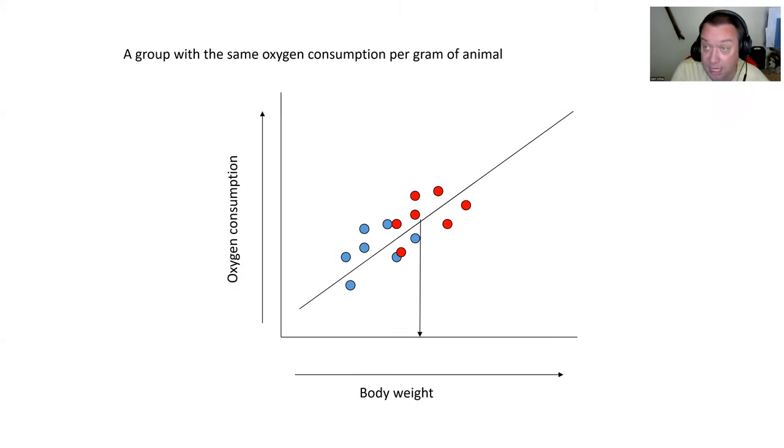Conversely, we have another set of animals. The red ones here have higher energy expenditure or oxygen consumption than the blue ones. But we can see if we were to slide them all along the same line this time, they're on the same regression line. If they all weighed the same, it would be identical. They would just slide up and down that line and they would all have the same energy expenditure.